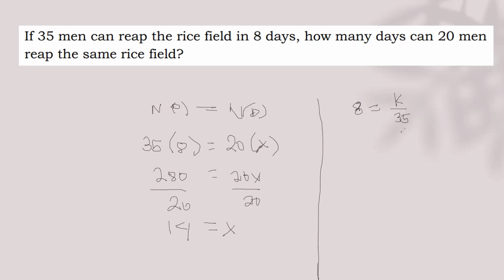Okay? So, k is equals to 8 times 35, that is 280. Check natin sa kabila. Dahil 14 days daw naman kapag ang ating pong tauhan ay 20. Tama bang pareho lang sila? So k, 14 times 20, that's 280. So proportion pa rin tayo. Okay? So tama ang sagot natin sa 14.